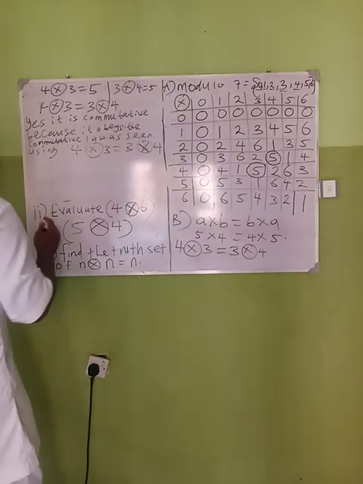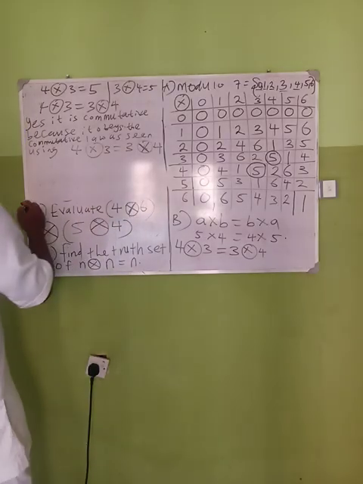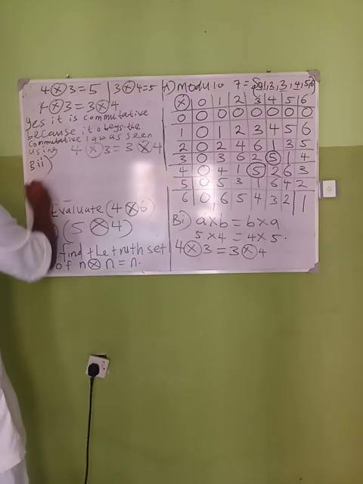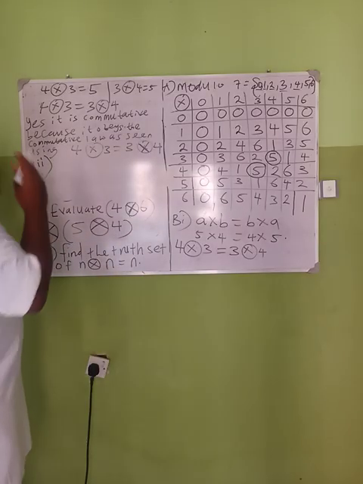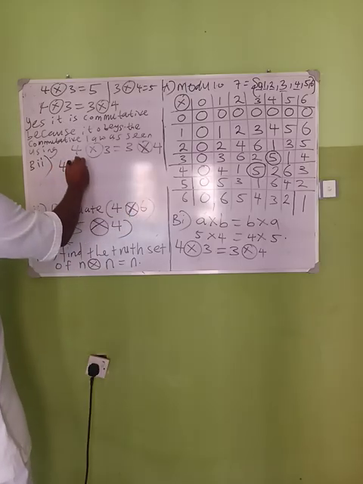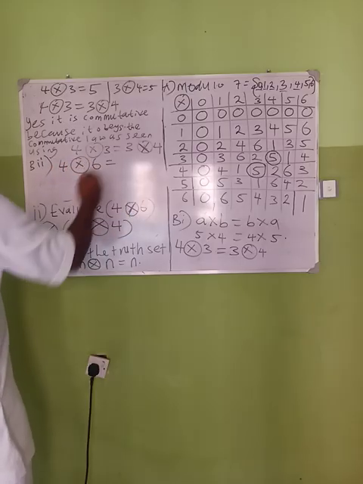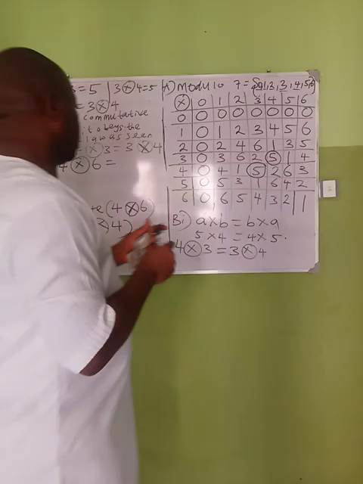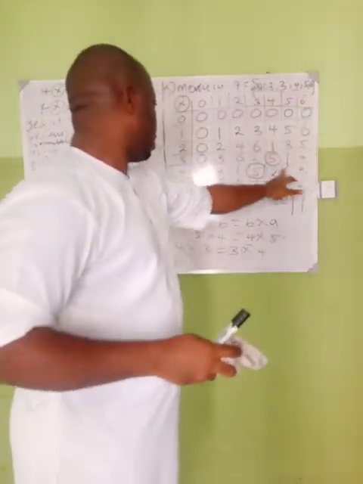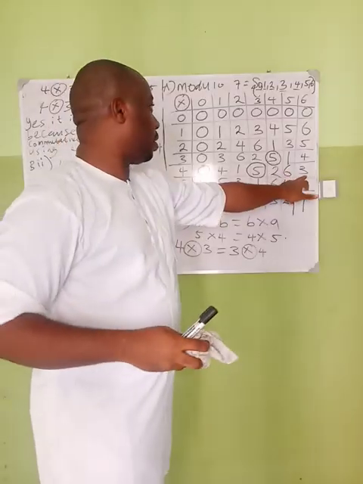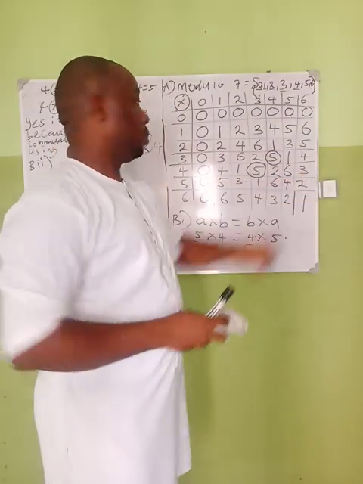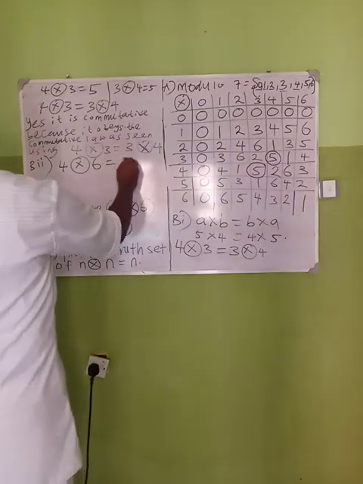Okay, so now to the second part, we should evaluate this. So this is BI, now we're in BII. So you take it step by step. First you evaluate this. So let's see what 4 times 6 in modulo 7 will give us. So check that: 4 times 6. One of them meets here at 3. This is 6, this is 4. So the answer will be 3. So 4 times 6 is 3.